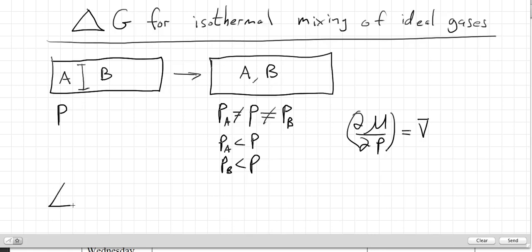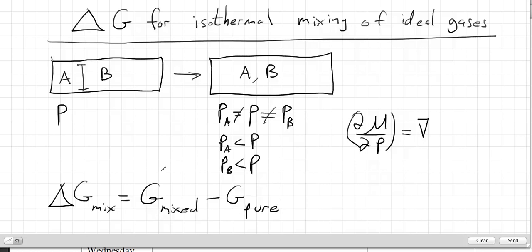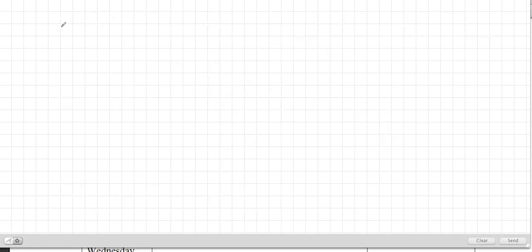Well, delta G of mixing is just going to be G mixed minus G pure. All right, so how do we calculate this? How do we calculate the Gibbs function of the mixed stuff versus the Gibbs function of the pure stuff? The key to this is to realize that if we add up the chemical potentials of each substance times the number of moles of each substance, we can get the total Gibbs function.